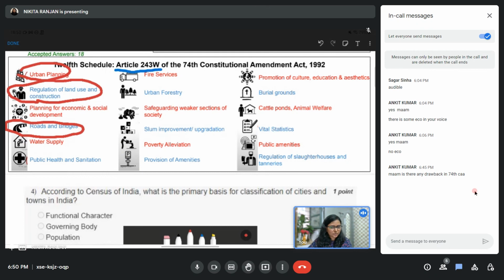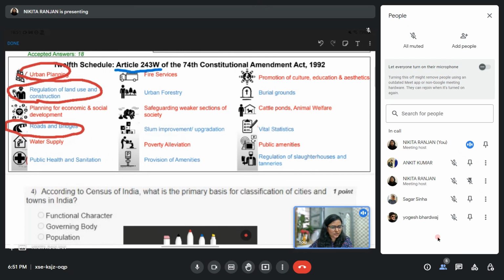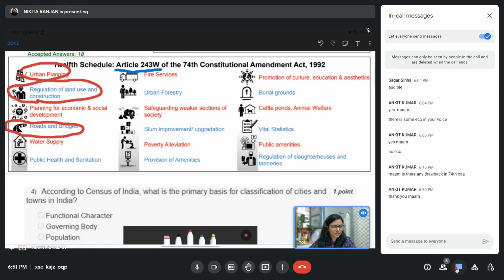Any more questions from anyone? Okay. I do not see any questions apart from Ankit. I see here Yogesh and Sagar. So I think as you are not posing any questions, you are all clear on the questions we have solved so far in this live session.